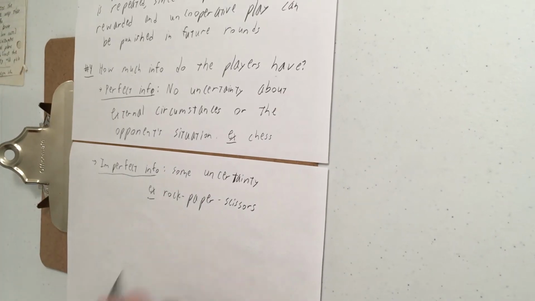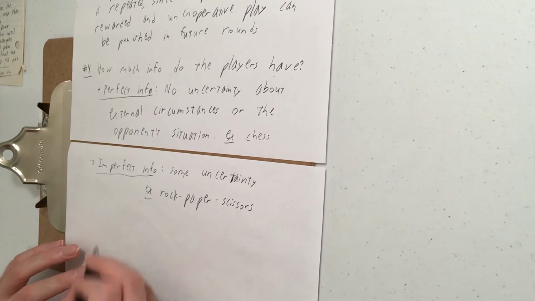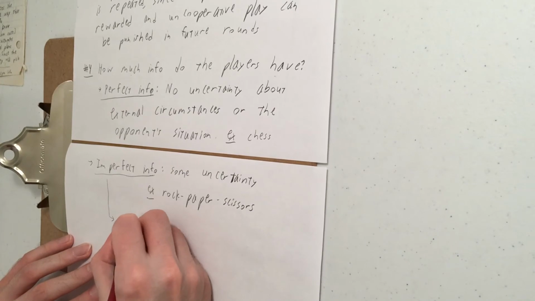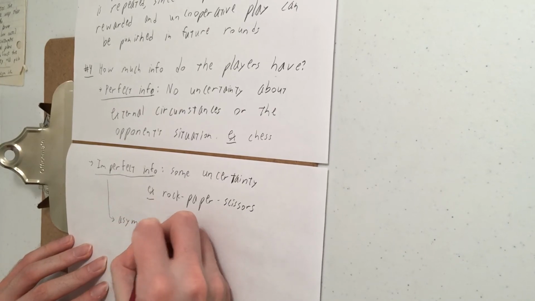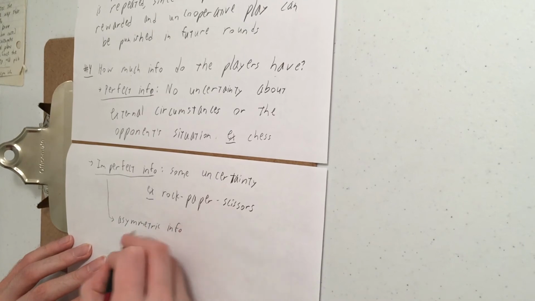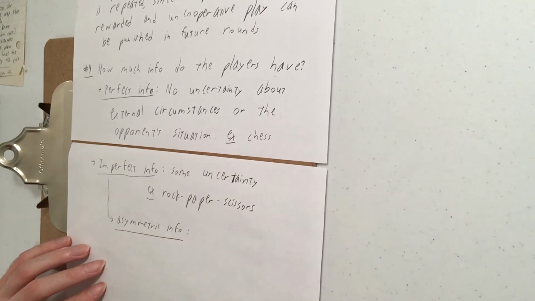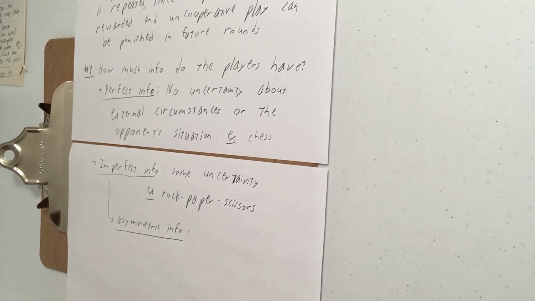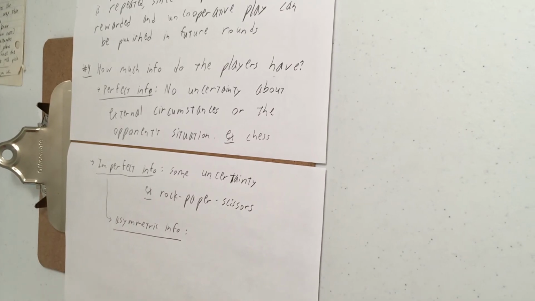Now, when information is imperfect, there can also be a possible case of asymmetric information. So, in rock, paper, scissors, information is imperfect, but is symmetric. I don't know what you're going to play, but also you don't know what I'm going to play. Well, not all games of imperfect information are like that. Sometimes in the game, one player is going to be more informed than the other player.